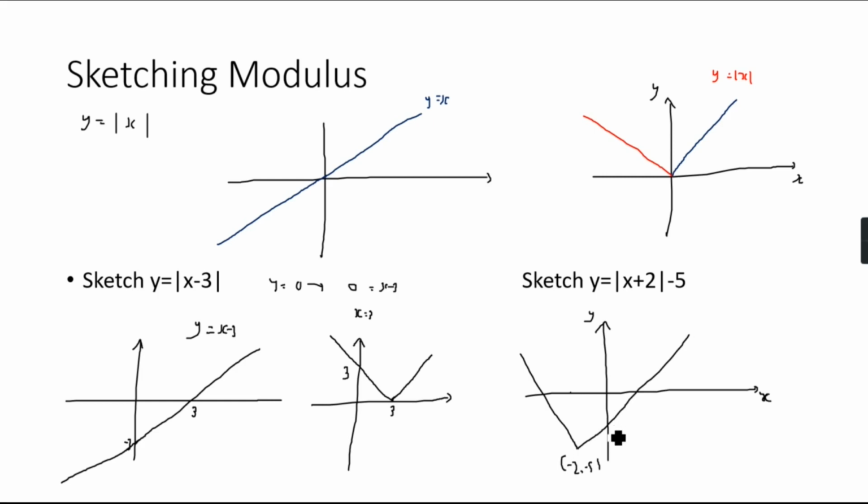Question is, where does it cross on the y-axis? Well, simply we just make x equal to 0, because at this point on the y-axis x equals 0. So that means y equals the modulus of 2 take 5. Well, the modulus of 2 is just 2, so that's 2 take 5. Then y is negative 3. This is negative 3 on the y-axis.